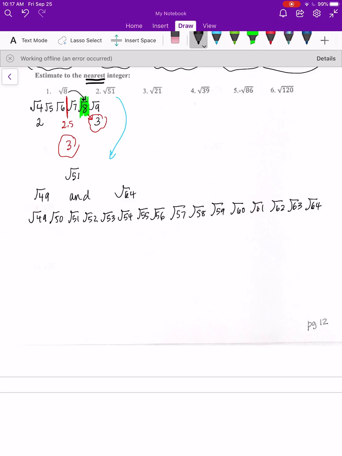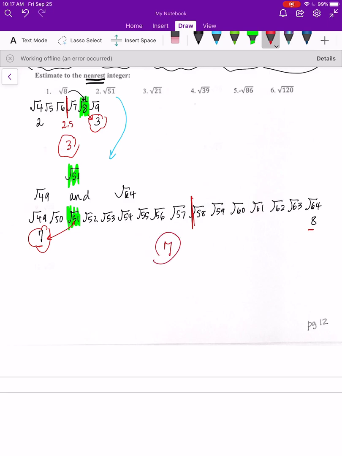And trust me, I'm not going to do all of those again. But the square root of 49 is 7. The square root of 64 is 8. Now, where is 51? So 51 is right here. Now, of course, this would be halfway between 7 and 8. Halfway between 7 and 8. So which one is this closest to? Well, it's closest to 7. So my answer would be 7.